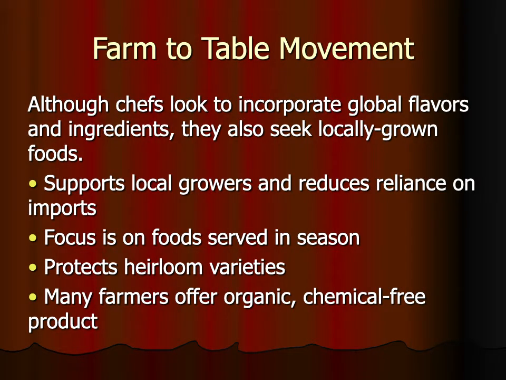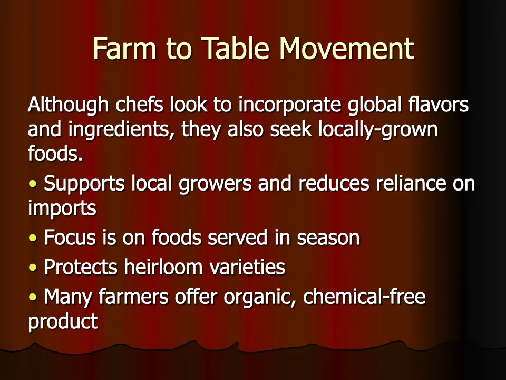So the last part we're going to look at today is the farm to table movement. So basically think Bistro 67. Chefs look to incorporate all these different global flavors and ingredients, but they're also looking for locally grown things. Now we grow things right on the campus at Durham College.